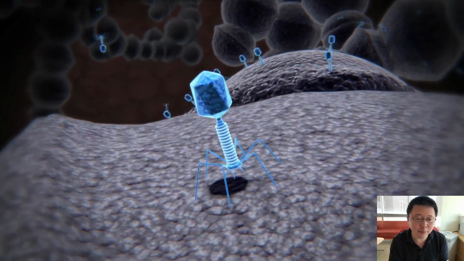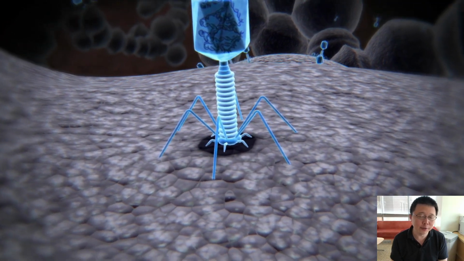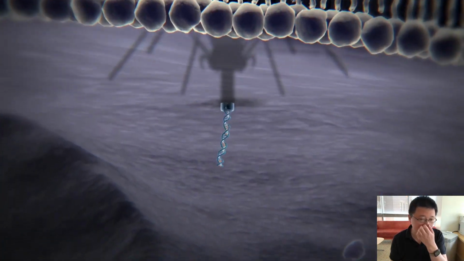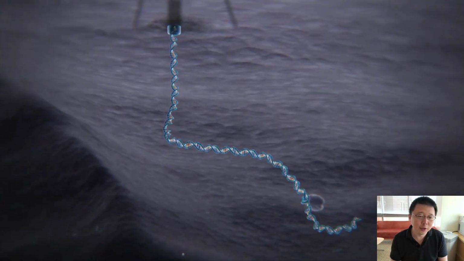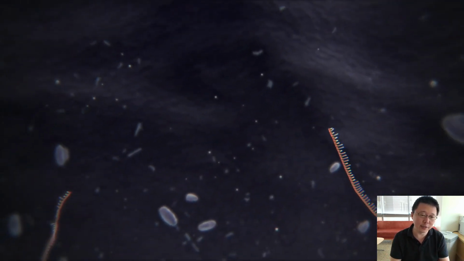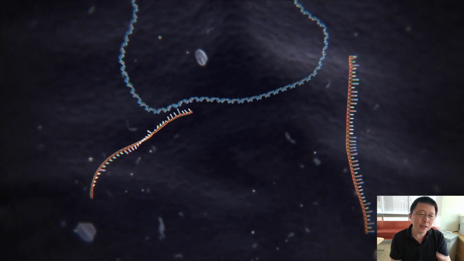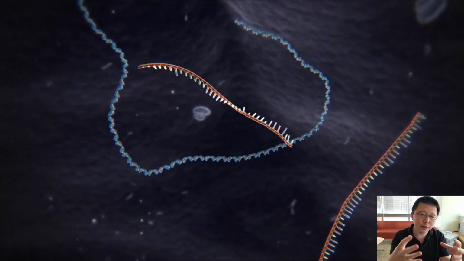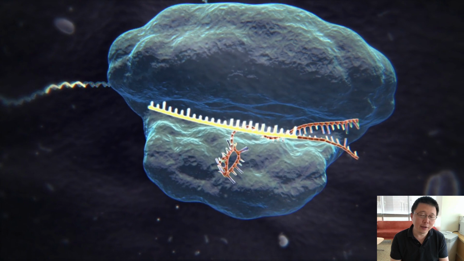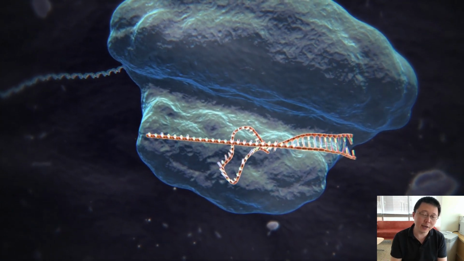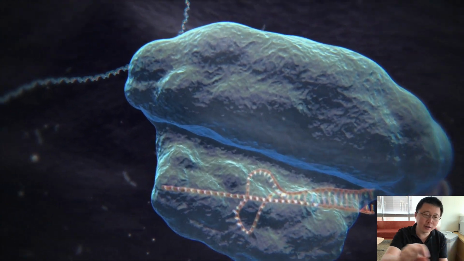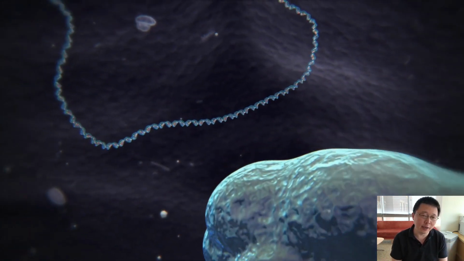So here is an animation that describes how the CRISPR system works. Here is a bacterial virus. It latched onto a bacterial cell and injected its own genetic information into that cell. Inside a bacterial cell, there are RNA molecules called guide RNAs, and they work with a protein called Cas9 to form this immune complex to then search along the invading virus's DNA.